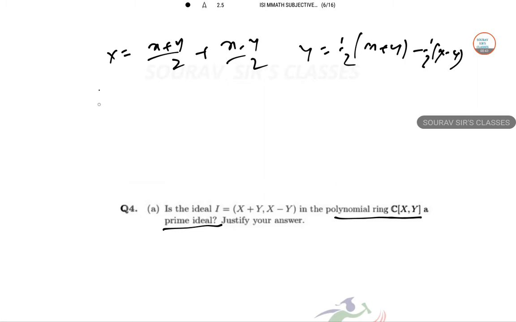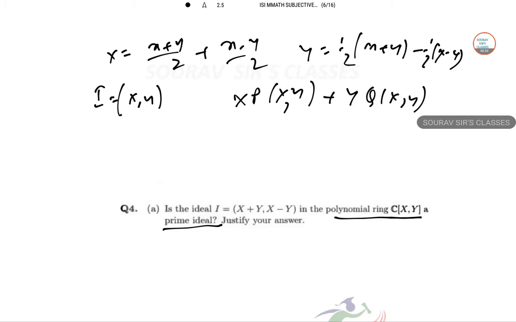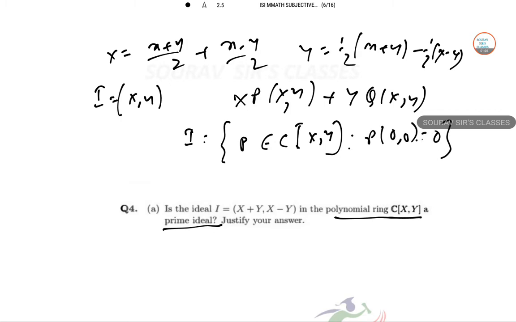If we take that, it implies that I equals (x,y), and the general element of I is of the form x p(x,y) plus y q(x,y). So p(0,0) equals 0.